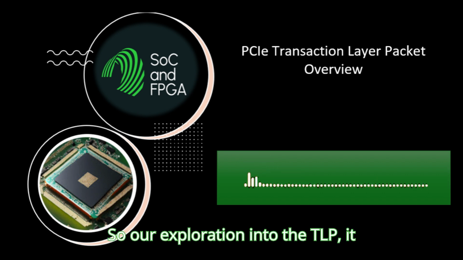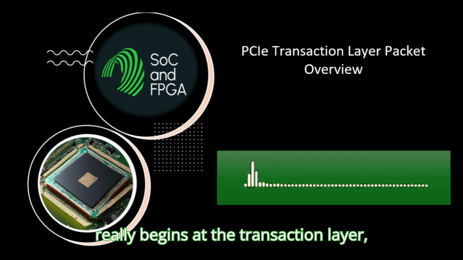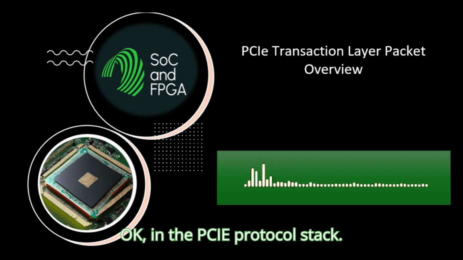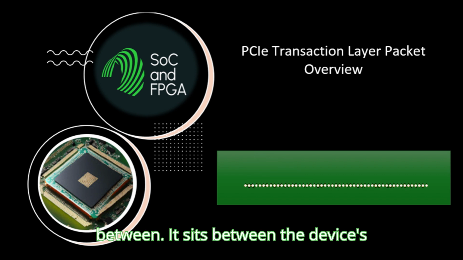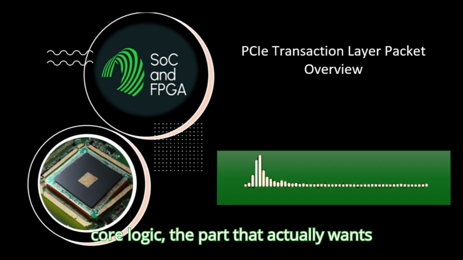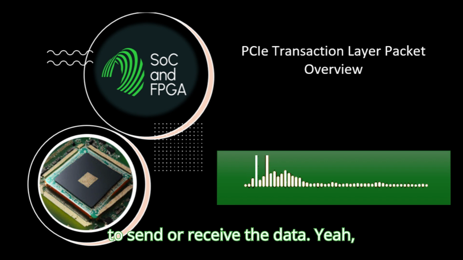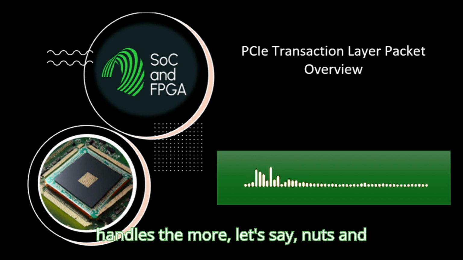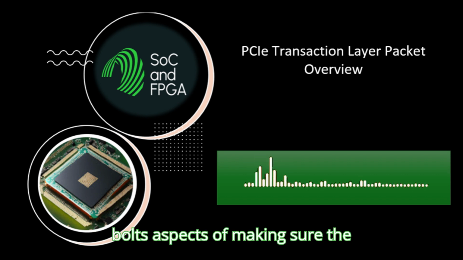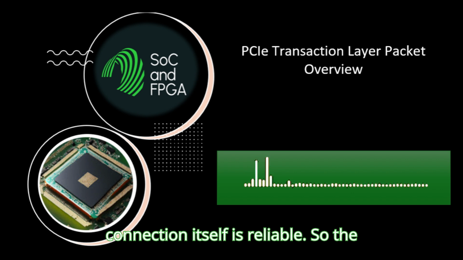So our exploration into the TLP really begins at the transaction layer. In the PCIe protocol stack, this layer acts as the go-between. It sits between the device's core logic, the part that actually wants to send or receive the data, and the data link layer, which handles the more nuts and bolts aspects of making sure the connection itself is reliable.